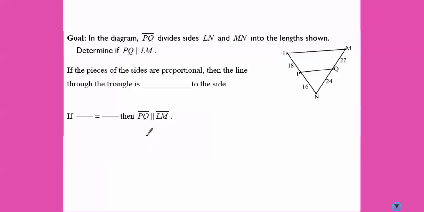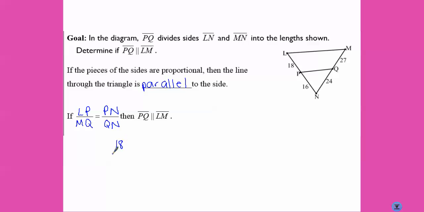We can also use the reverse to help us solve. If the pieces of the sides are proportional, then the line through the triangle is parallel to the side. So we want to determine if PQ is parallel to LM. Well, if it is, then LP over MQ would have to equal PN over QN.